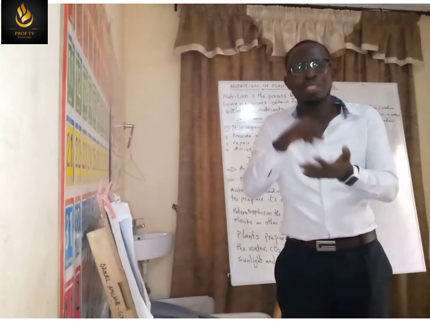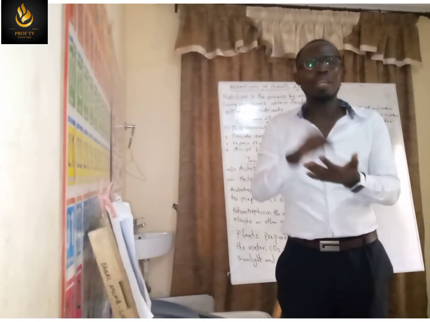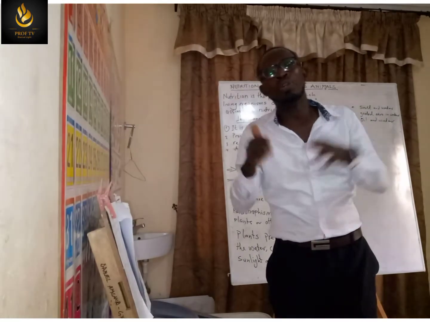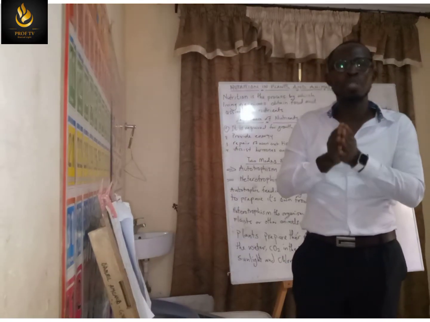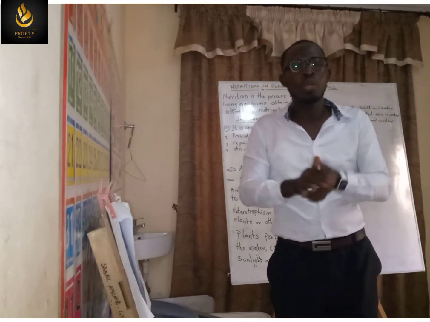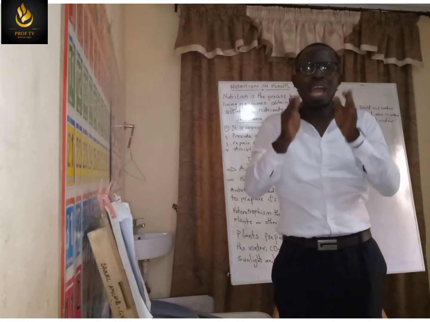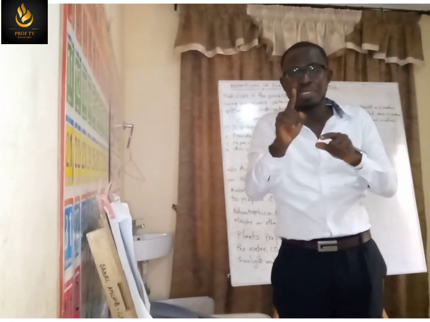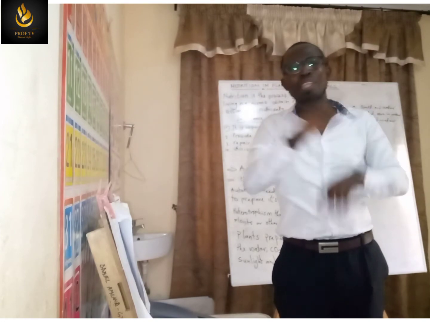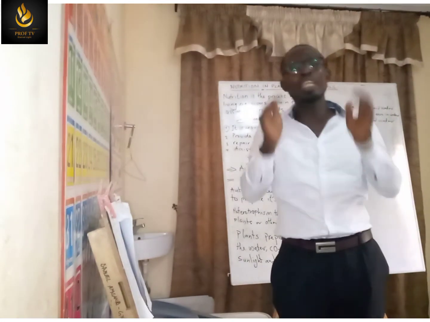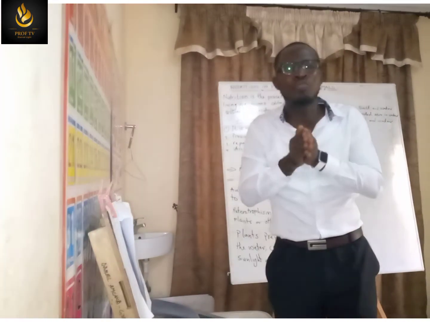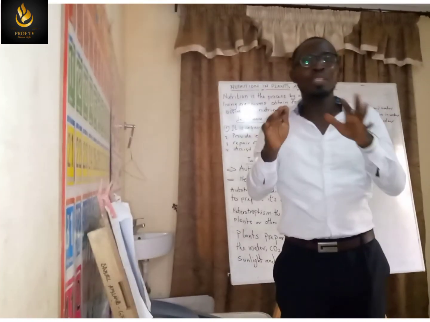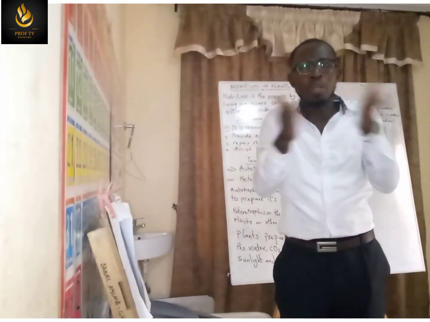So food preparation takes place in the leaves. That is where food is prepared, and then it is transported to every part of the plant, and some is stored. Now, there are other plants that cannot prepare their own food. These plants depend on other plants. For example, the dodder plant.